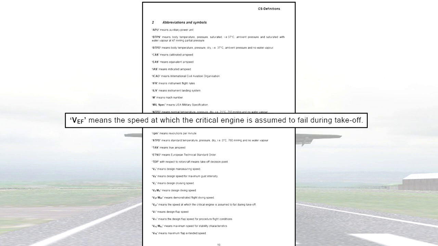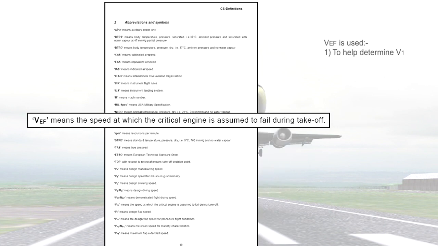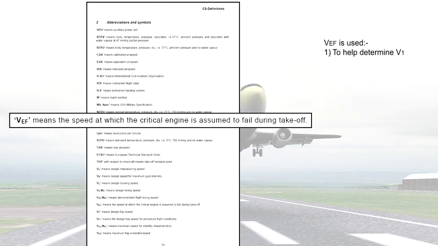The speed VEF is a rather strange one. As per the certification specification definition, VEF means the speed at which the critical engine is assumed to fail during takeoff. VEF is selected by the aeroplane manufacturer for purposes of certification testing, primarily to establish the range of speeds from which V1 may be selected, and secondly, to help determine the accelerate stop distance required. Let us try and explain what VEF is all about.